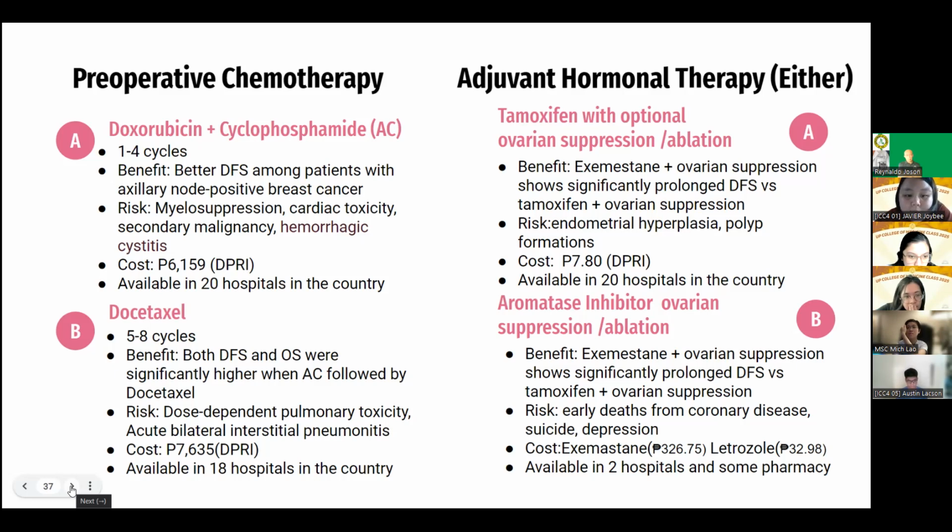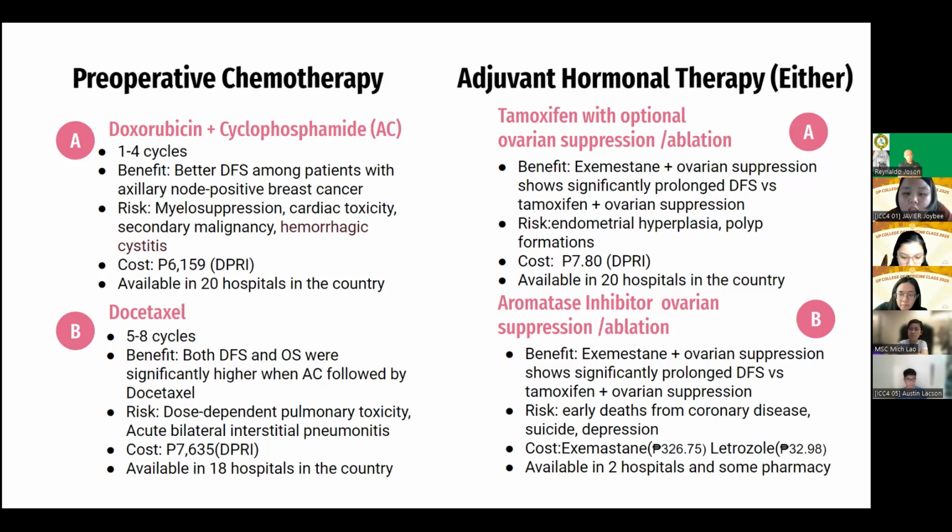With the risk, the common side effect is joint symptoms such as arthralgia. We also found that estrogen suppression, by adding an aromatase inhibitor to oophorectomy or ovarian suppression, produced an excess of early deaths from coronary disease, suicide, depression, or other mechanisms.